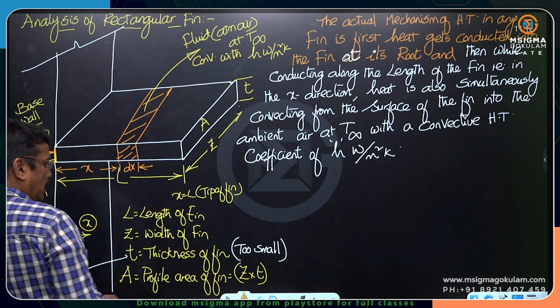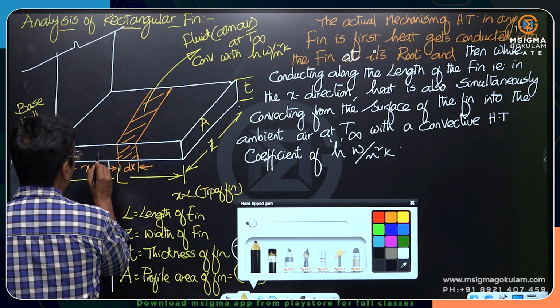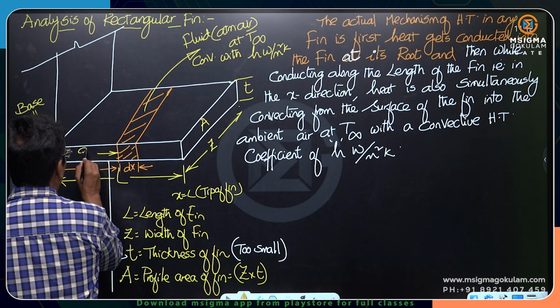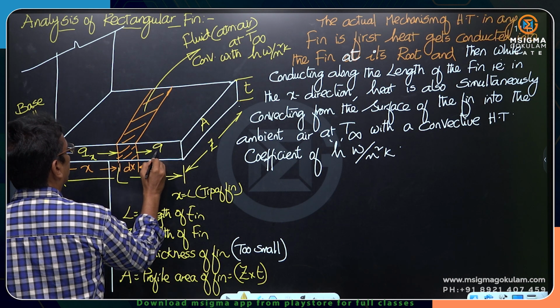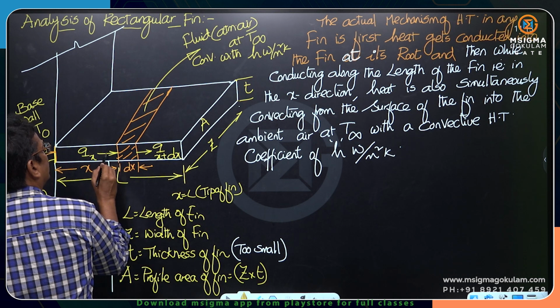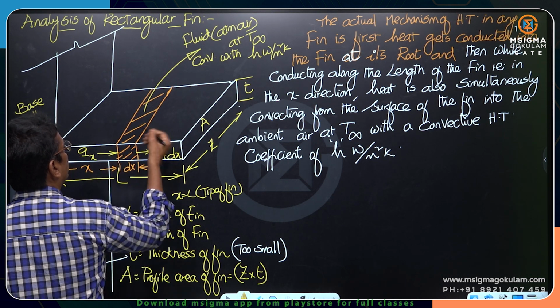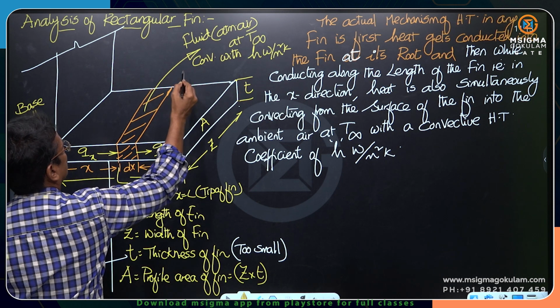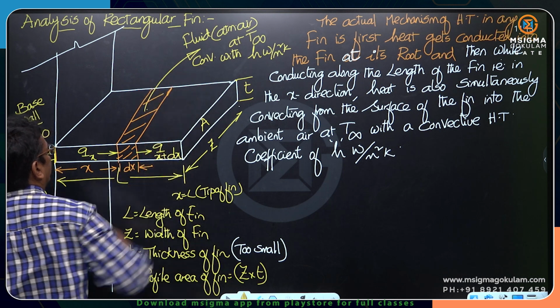For this element, I would like to write the energy balance by considering the conductions. Qx is the heat conducted into the element. Qx plus dx is the heat conducted out of the element. But in between there is one more thing, that is the convection. Q convection from the surface of the element of the fin to the air.